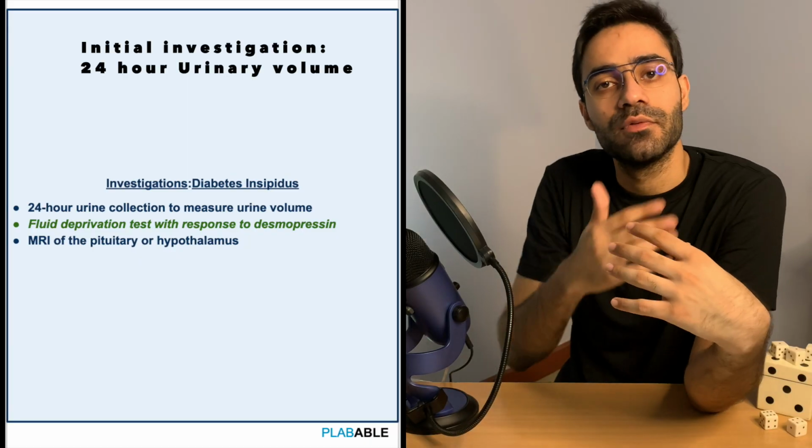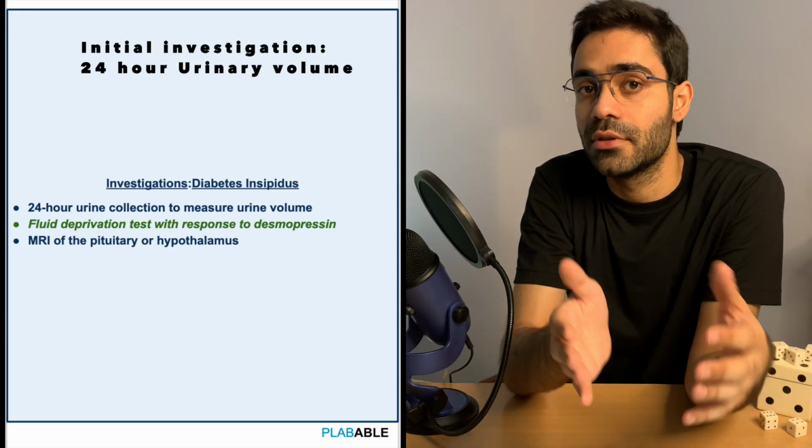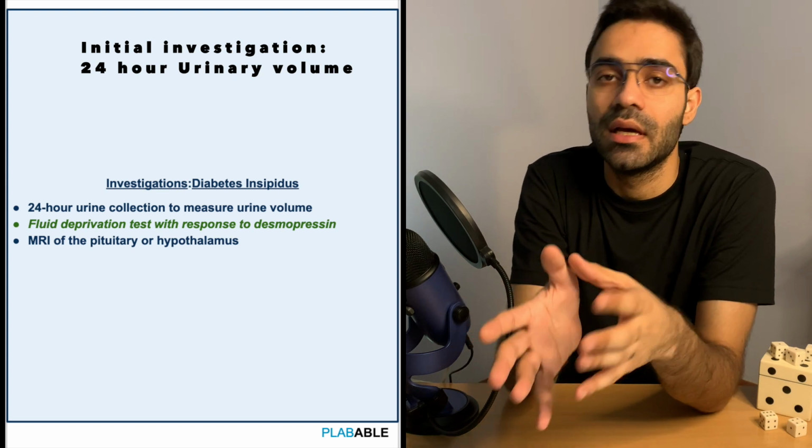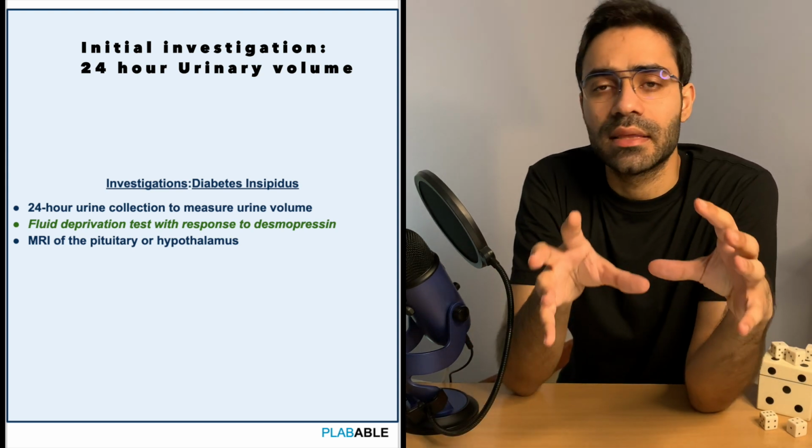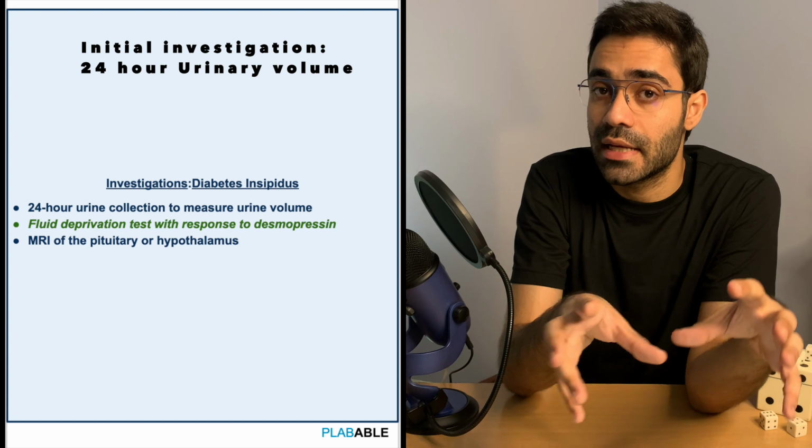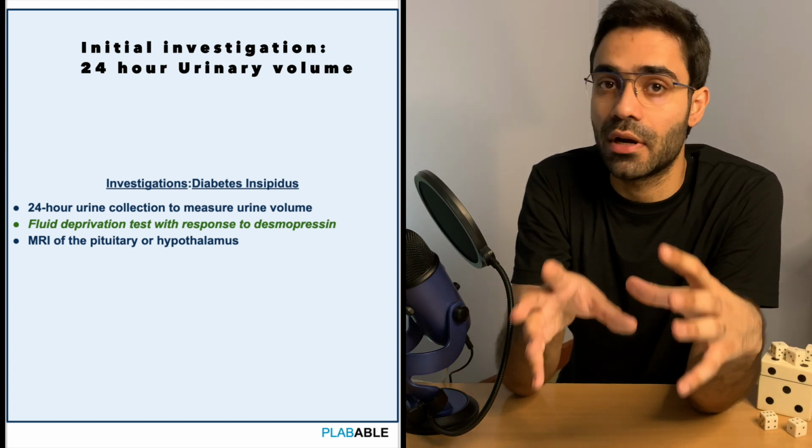Now imagine you are sitting in your endocrinology clinic and a patient comes in and you are suspecting that this patient has diabetes insipidus. So your initial investigation would be to measure the 24-hour urinary volume in such a patient. And you would notice that their 24-hour urinary volume often exceeds 3 liters per 24 hours.